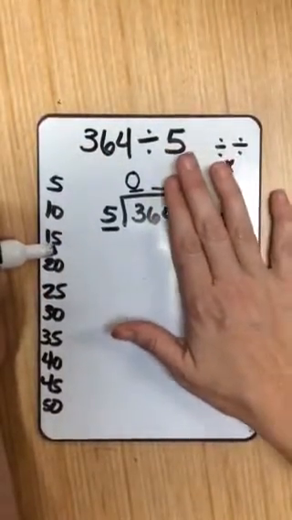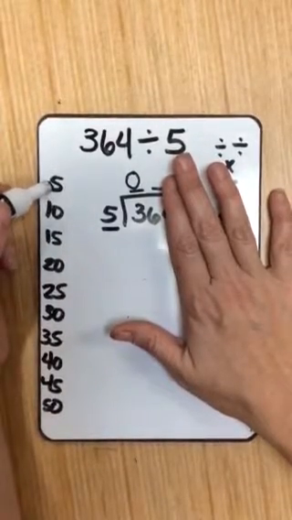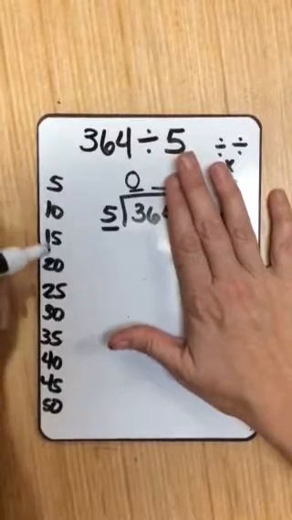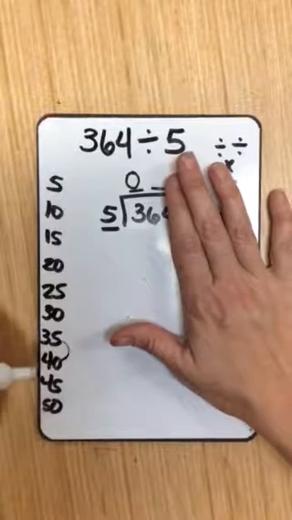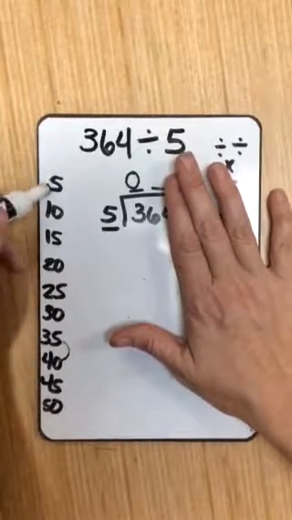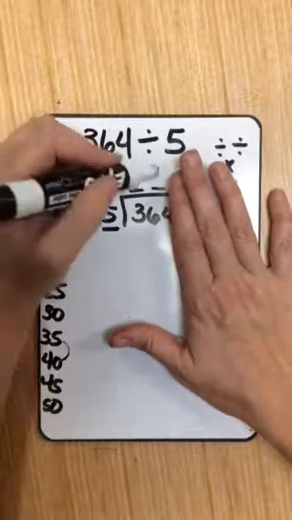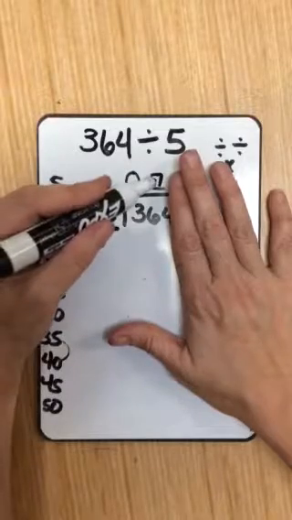Now we're going to go 5 into 36. And we're going to say, okay, well, we know that it doesn't go into 36 equally, but we're going to get as close as we can. And if we go down, we see that 36 is between 35 and 40. So we're going to count 1, 2, 3, 4, 5, 6, 7. So when we divide 5 into 36, we know it goes in 7 times.